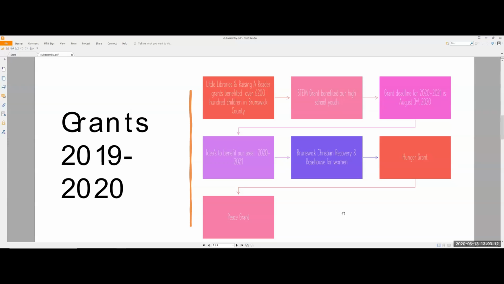The two that you picked, I thought were excellent choices. The Brunswick Christian Recovery Center and the home for the women, Rose House. Yeah. Because see, everything is going to trickle down. If a family has an addiction problem, that could lead to childhood neglect or abuse. So it all just trickles down. I think they're very appropriate places for us to help.